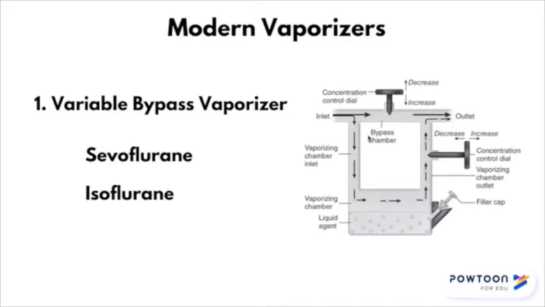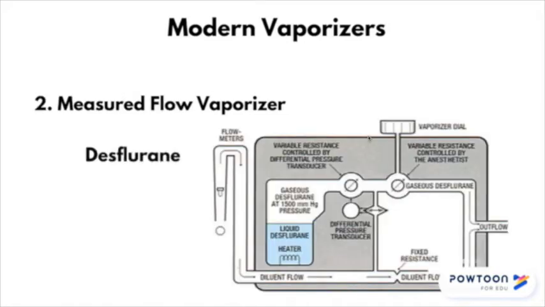So the second kind of vaporizer is called a measured flow vaporizer, and it's associated with desflurane. It's also called a Tec 9 vaporizer, and the way that it works is totally different, and it's due to the fact that desflurane, unlike sevoflurane and isoflurane, is nearly boiling at room temperature. So, you can imagine there are a lot of molecules of desflurane right above that liquid pool, and any small change in temperature will cause the saturated vapor pressure of desflurane to really fluctuate.